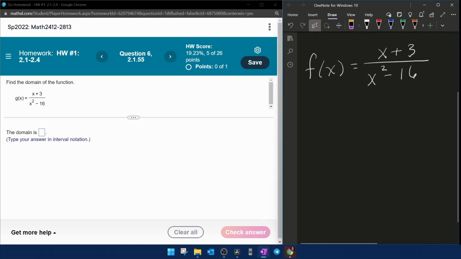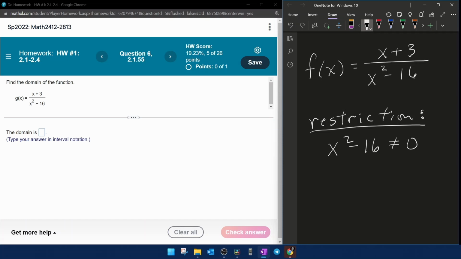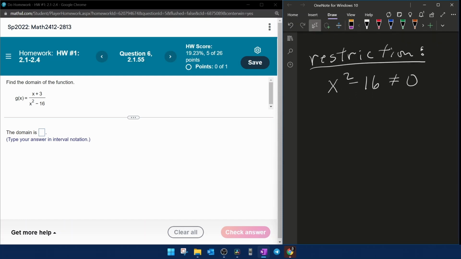So our given function is a rational function. That means we have a fraction with variables in the denominator. We know that a rational function has the restriction that the denominator cannot be 0. So what we're going to focus on first is finding the restriction. So the restriction says that the denominator cannot be 0. So if I solve this equation for x, then I'll know what x can't be.